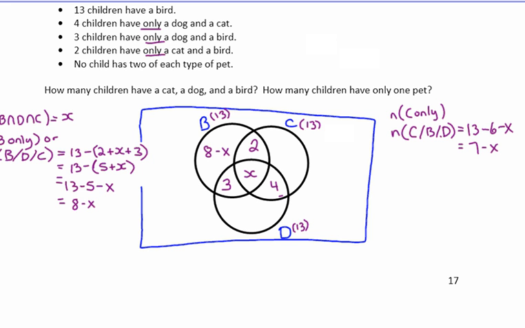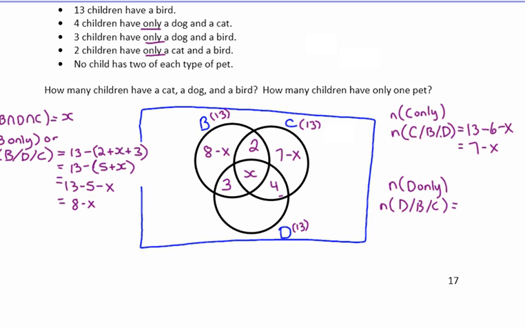7? Yep. 7 minus x. Okay, and the last part, D only. Or we could write that also as D excluding birds, excluding cats.